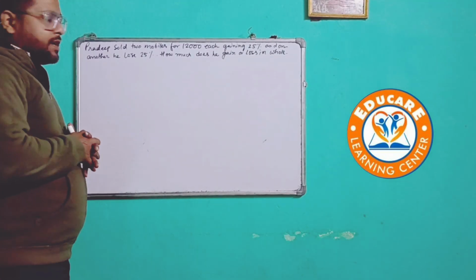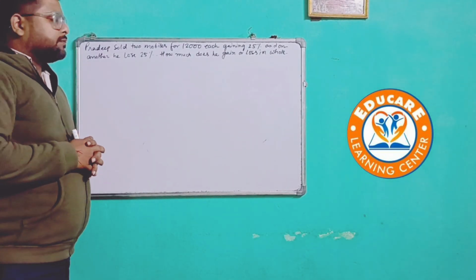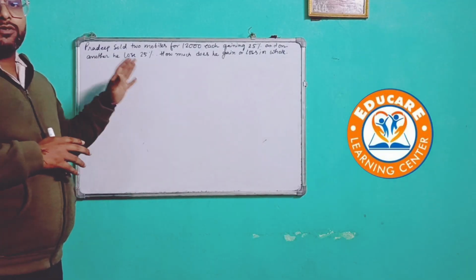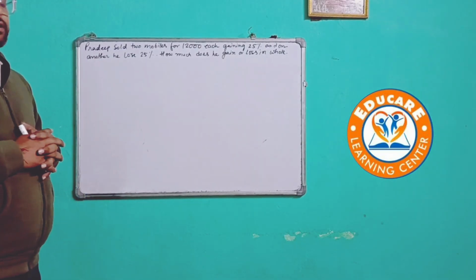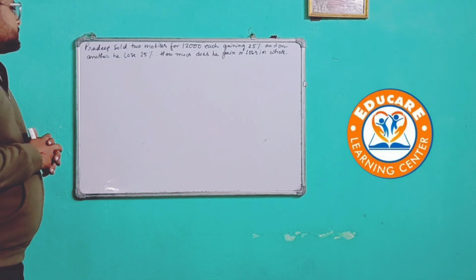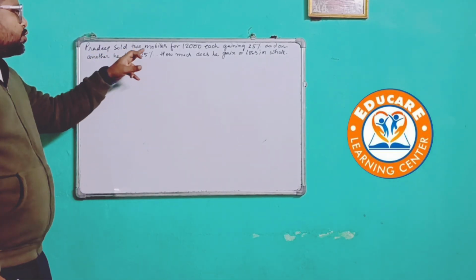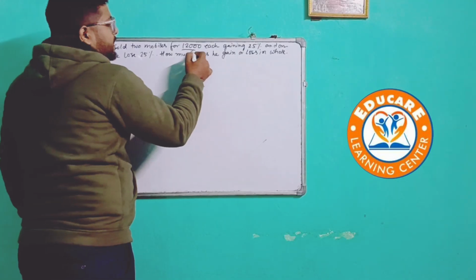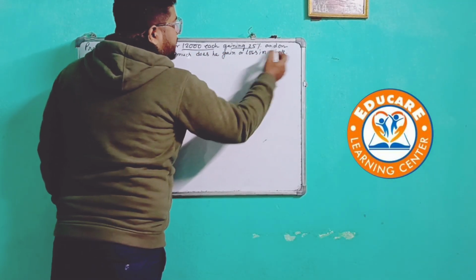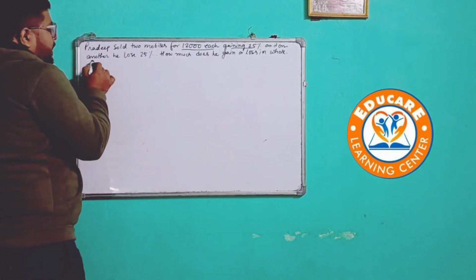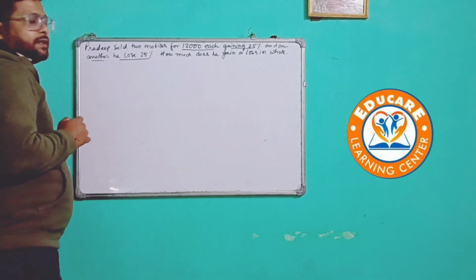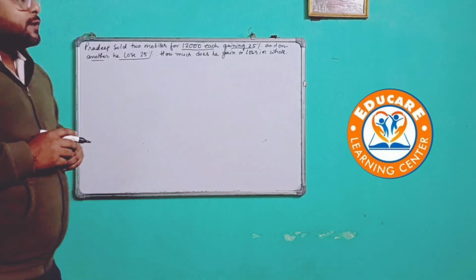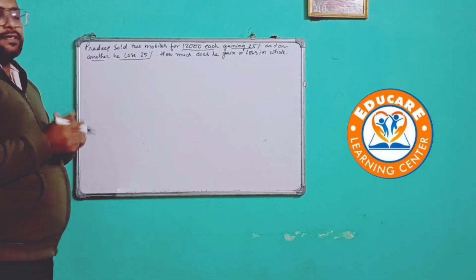Alright, today we have got a question from profit and loss, and this is one of the most important questions in this topic. Let's see what the question says. Pradeep sold two mobiles for 12,000 each, gaining 25% on one and losing 25% on the other. How much does he gain or lose in whole?